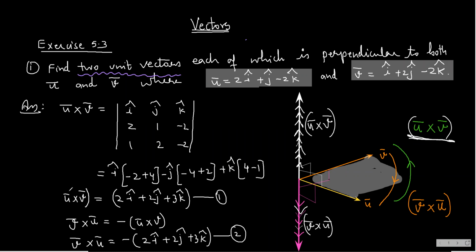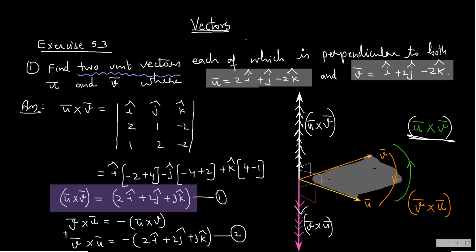See, I got a vector here. This vector is perpendicular to U bar and V bar. This vector is also perpendicular to U bar and V bar. I want the unit vector perpendicular to U bar and V bar. So the best would be I find a unit vector in the direction of this vector. That would solve my purpose. So see, how do I find unit vector in the direction of U bar cross V bar?